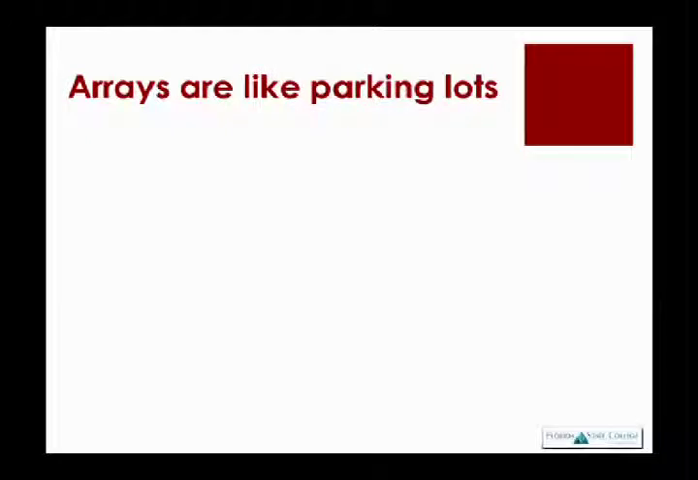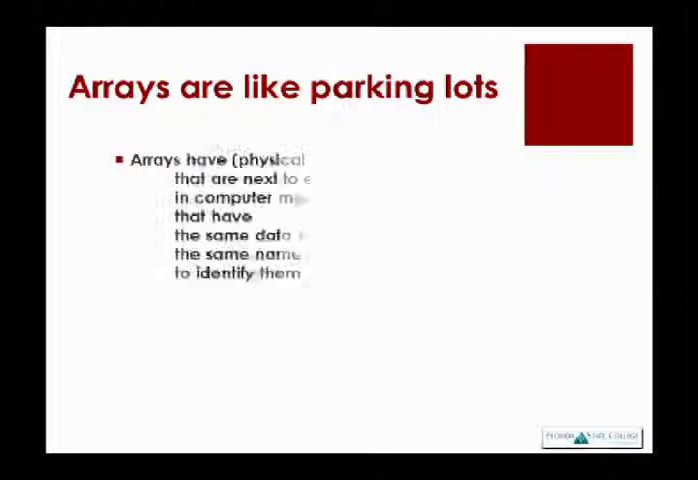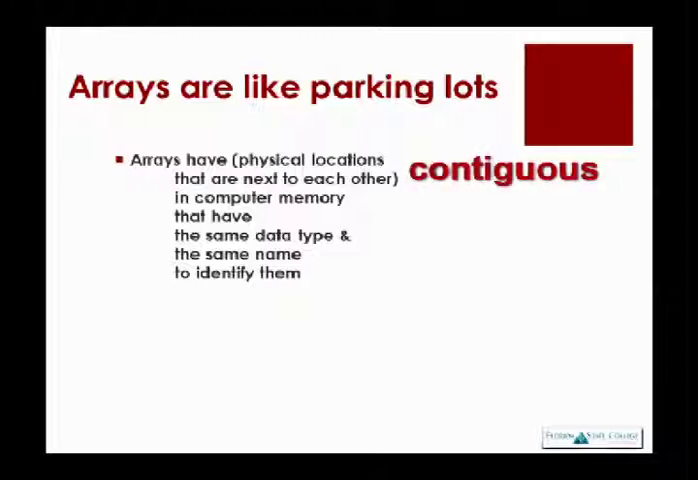We said that arrays are a lot like parking lots, not just parking spaces. So if we take a look at that definition, arrays have physical locations that are next to each other. The technical word for that is contiguous, kind of like the contiguous United States, the 48 states that were touching each other. So arrays have physical locations that are next to each other in the computer memory, that have the same data type and the same name to identify them.